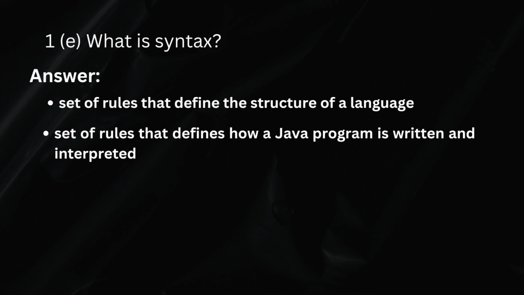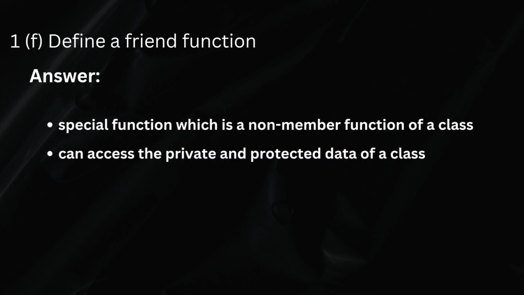Next we will move to question number 1, bit F. What is a friend function actually? A friend function is a special function which is a non-member function of a class. That means it is not a member function of a class, but it has the capability to access the private and protected data of a class. That is the main feature of a friend function: it can access the private and protected data of a class, although it is not a member of the class.